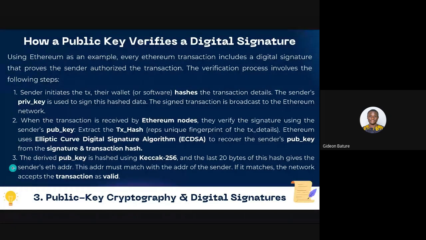I love that. So the last stage now is that the derived public key is hashed using Keccak-256. So I want to ask a question. Since we are assuming that this is Ethereum, if this were to be Bitcoin, what would be in place of this Keccak-256? I think it will be SHA-256. Yes, SHA-256.